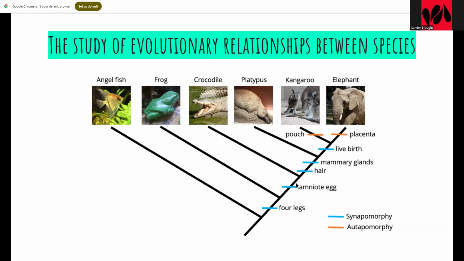And then the amniote egg, so it became a crocodile, just a different type of egg. And eventually, mammals became existent, and so creatures like the platypus and the kangaroo and elephant started to become alive.